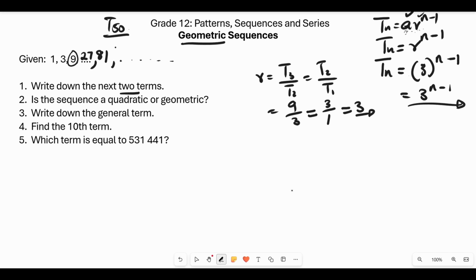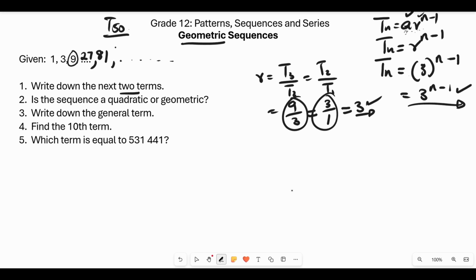Then we move on to the second question: is the sequence quadratic or geometric? In this case, it is geometric, even though we already knew that we're dealing with only a geometric. But how do you prove it? It is because the ratio is constant, or rather, it's the same. It is a constant ratio. So now, write down the general term. We've already done that. Then they say find the 10th term.